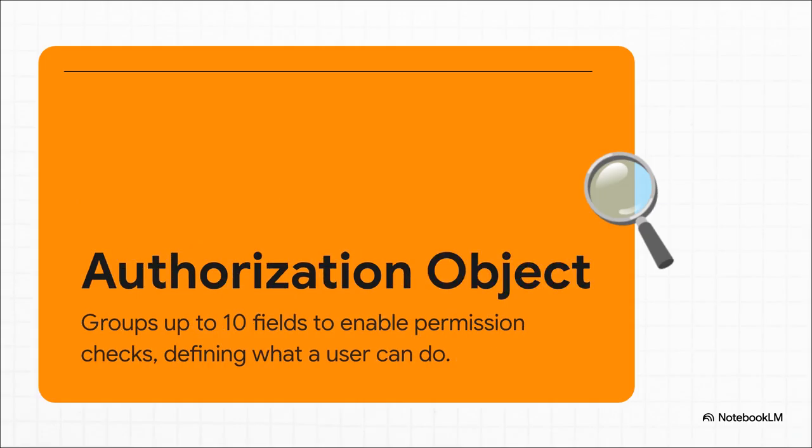Now, this next piece, this is where the magic of security really happens. It's the authorization object. When a user tries to run a transaction, this little guy acts like a security guard at a checkpoint asking, hey, are you really allowed to do this? It's what defines what a user can actually do.